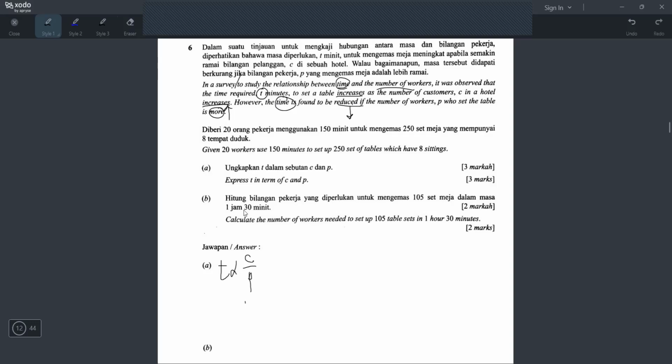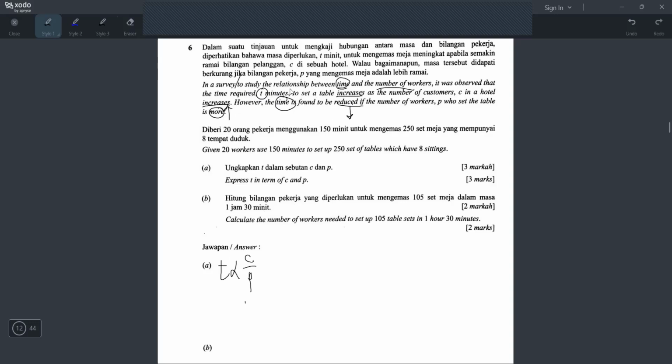Let's read one more time. This is a variation question. T represents time and increases when customers increase, so time T varies directly as C. But then it says time is reduced when workers are more.